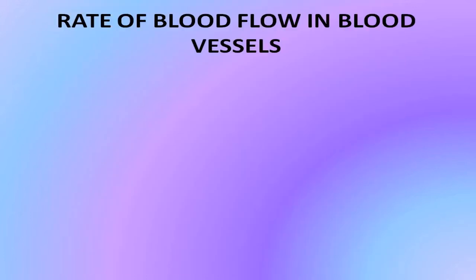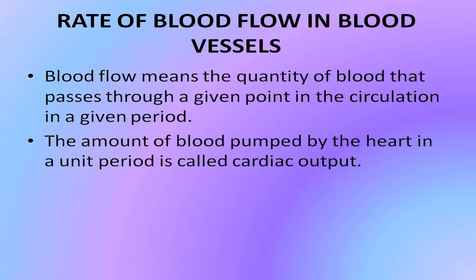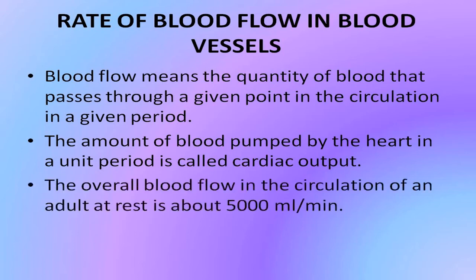Now the rate of blood flow in blood vessels. Blood flow means the quantity of blood that passes through a given point in the circulation in a given period. The amount of blood pumped by the heart in a unit period is called cardiac output. And the overall blood flow in the circulation of an adult at rest is about 5,000 ml per minute.